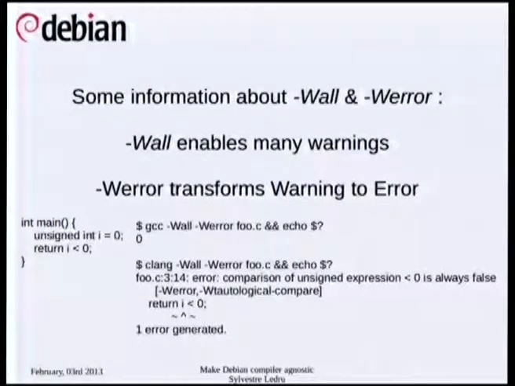So it has a side effect. That means that if the compiler is adding some new check into -Wall, it will fail your build. And Clang is adding way more checks than GCC when you are using -Wall. So that makes way more errors. I will enter into the details later on that subject.